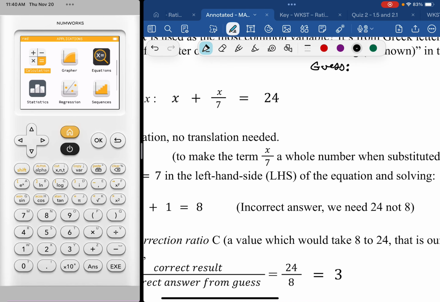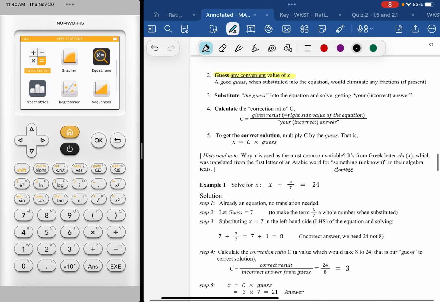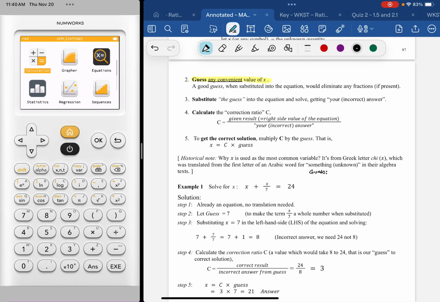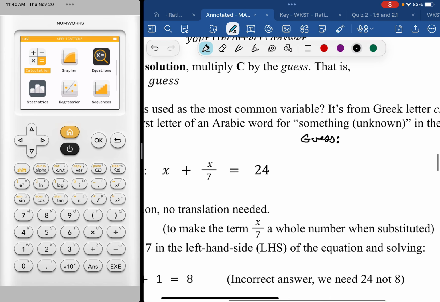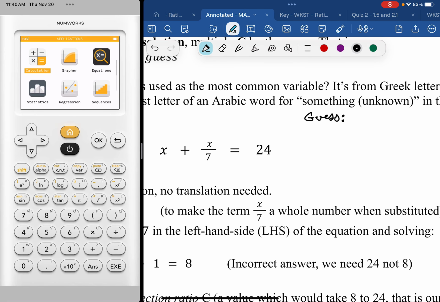Now, when I say a good value, where did I write it here? It would eliminate any fractions if present, right? So that would be a good guess. Obviously, some guesses are better than others, but anything that's a multiple of 7 would do that. So I'm going to guess X equals 2. I'm sorry, 14. The idea being that I wanted this to result in a 2, all right? The printed example used 7 because 7 divided by 7 is 1.